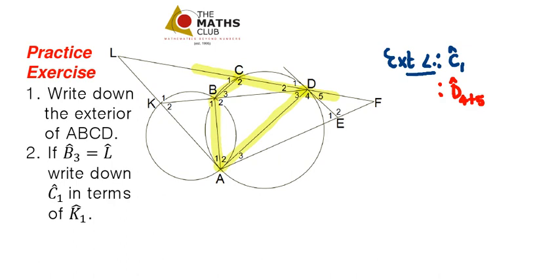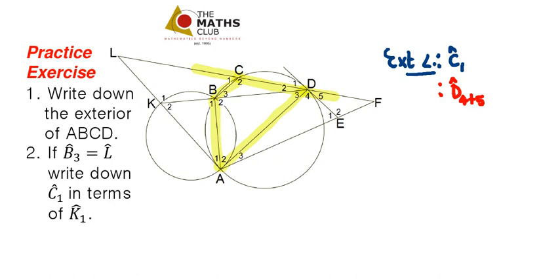Is B1 not an exterior angle? No, it is not formed by the extension of any of the sides. In fact, there is no other exterior angle that I can see because no other side is extended in the same way as CD. The second question says, if B3 is equal to L.